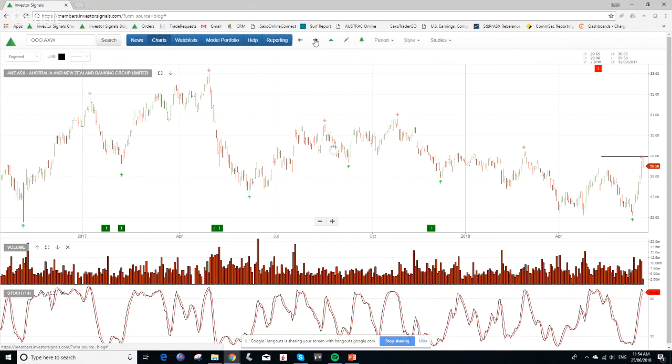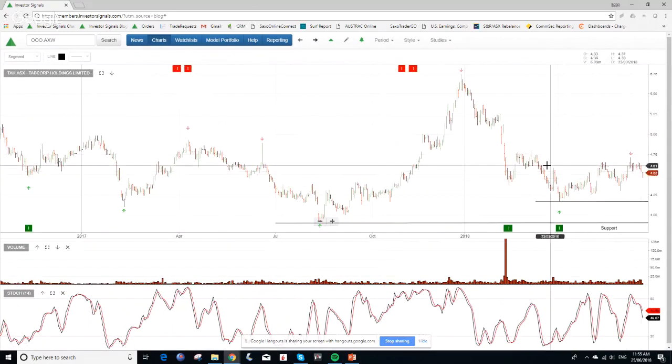Tabcorp, we like this name. I think this is going to surprise on the upside in the August earnings result. I think the market's too pessimistic on what the new integrated business looks like with TATS. I expect the August earnings result, which will come out either the last week of July or the first few days of August. But I think investors need to be positioned on the long side of Tabcorp coming into that result. So I'm going to add that one to the list for today, and I'll recap these names at the end to make sure you've made a note of them.